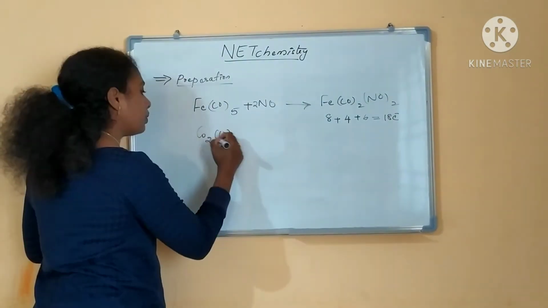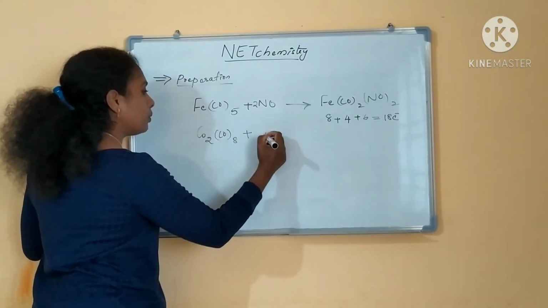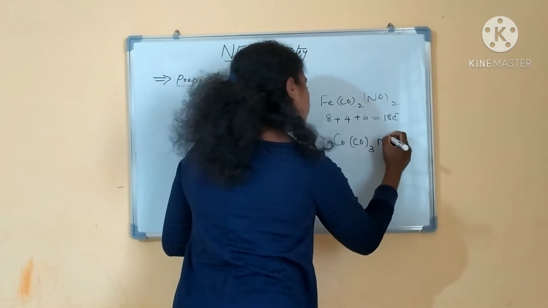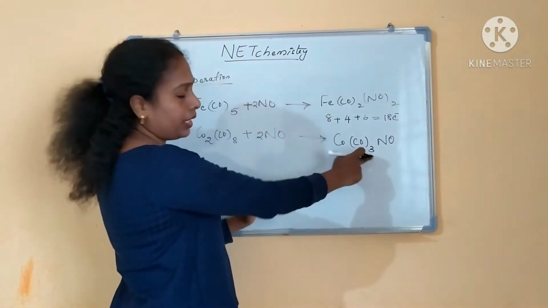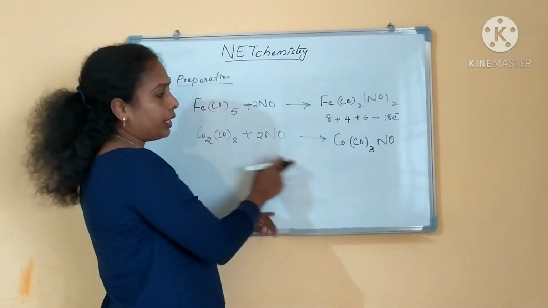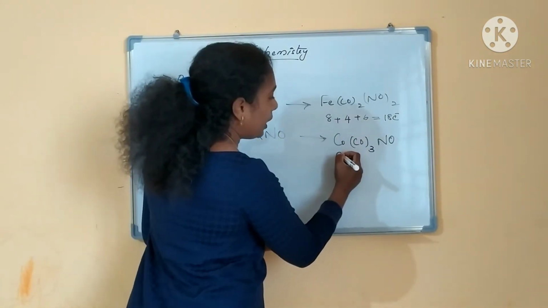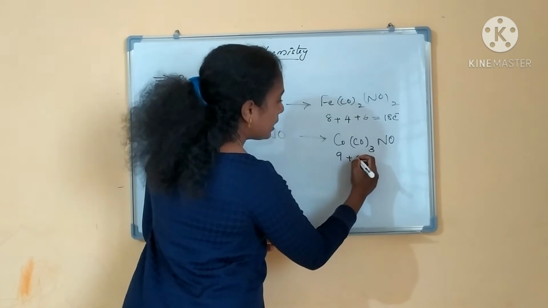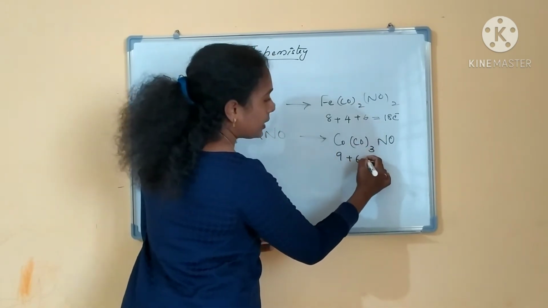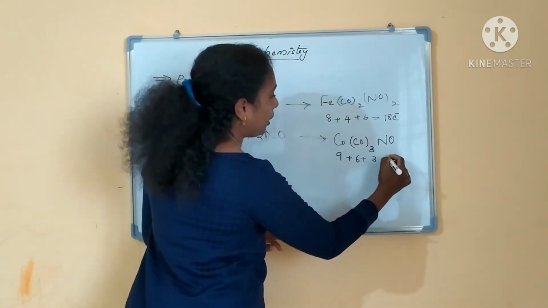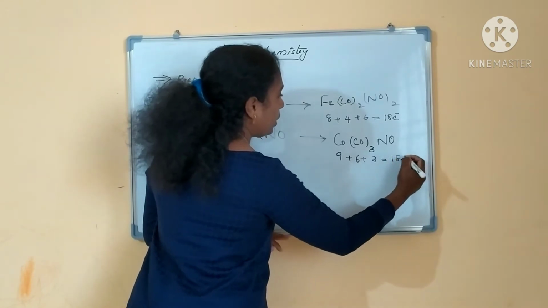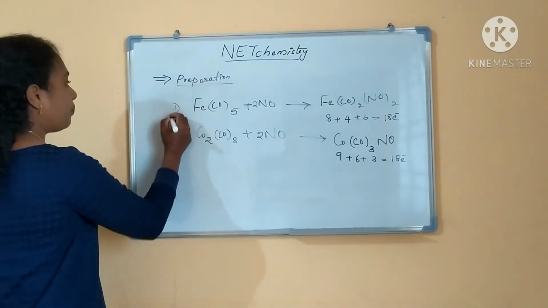Second example is Co(CO)3(NO). Here I have taken the maximum number of COs and I am keeping only 1 NO. So you can calculate the 18 electron rule: 9 plus 6, right? 3 into 2, 6 plus 3. How much are you getting? 18. It is obeying the 18 electron rule, right?